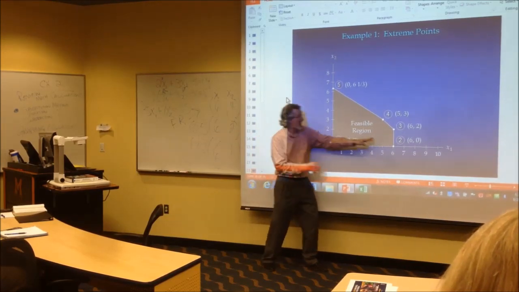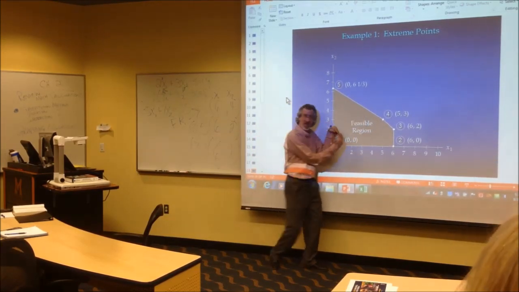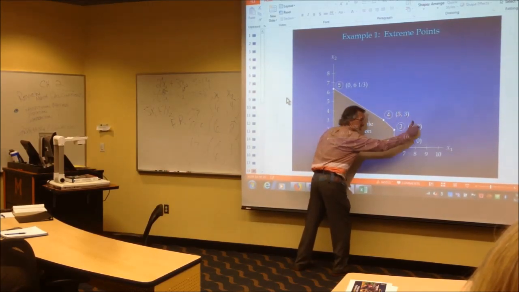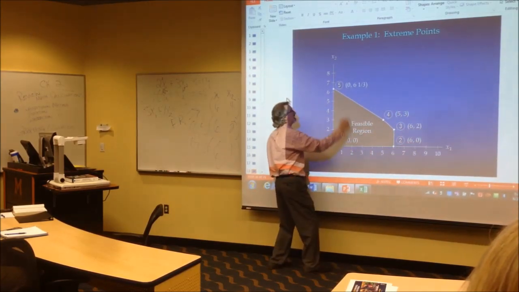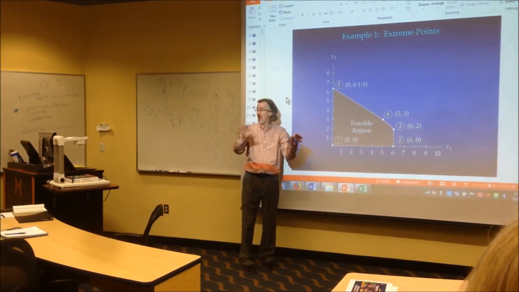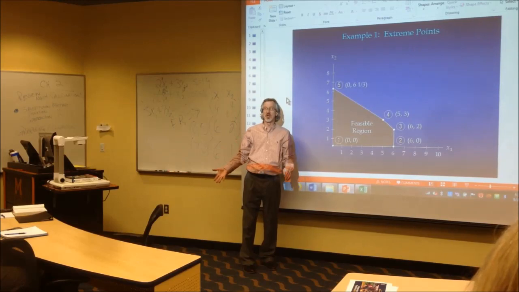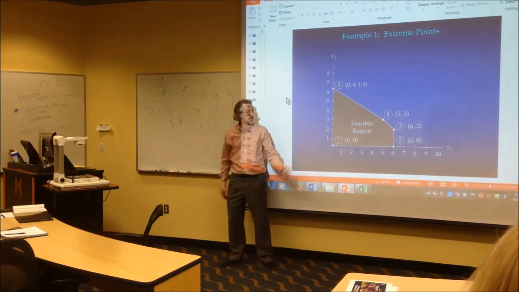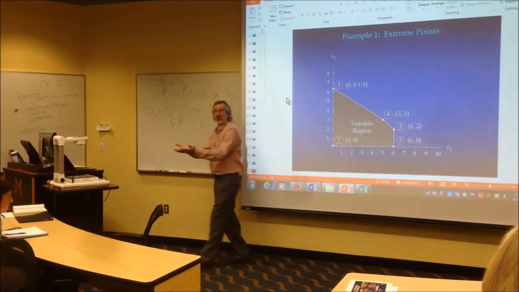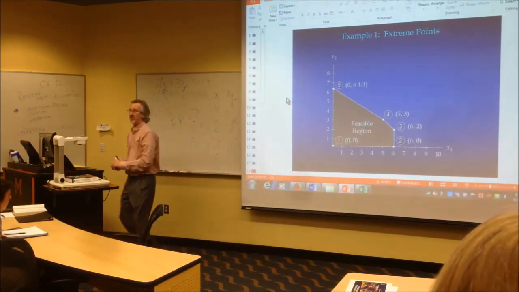And if you were able to find all 5 points, you don't have to do that objective function and move it out. You can plug in (5, 3), (6, 2), (6, 0), (0, 0), and (0, 6 and a third) in the objective function 5 times and figure out which one gives you the best solution. Since it's a max problem, whichever combination of numbers will give you the biggest amount of the objective function.